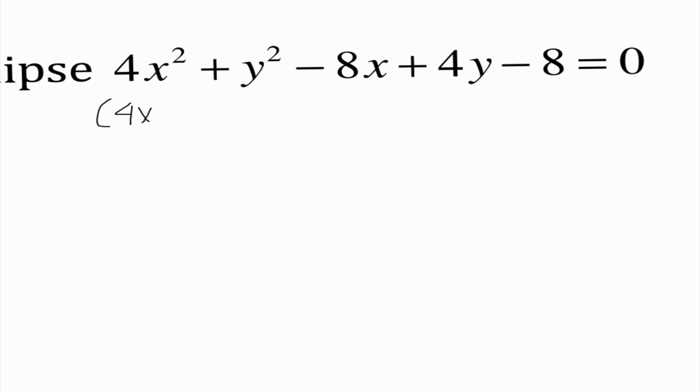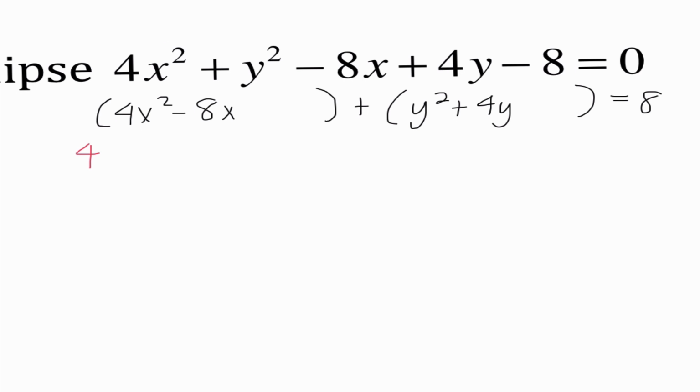So I'm grouping x terms together, and I'm grouping my y terms together. And I'm moving my 8 to the other side. In that first parenthesis, I notice that I have a leading coefficient of 4, so I'm going to factor that out. When I take negative 2, divide it by 2, and square it, I'm adding 1 inside. For my second parenthesis, I'm good.